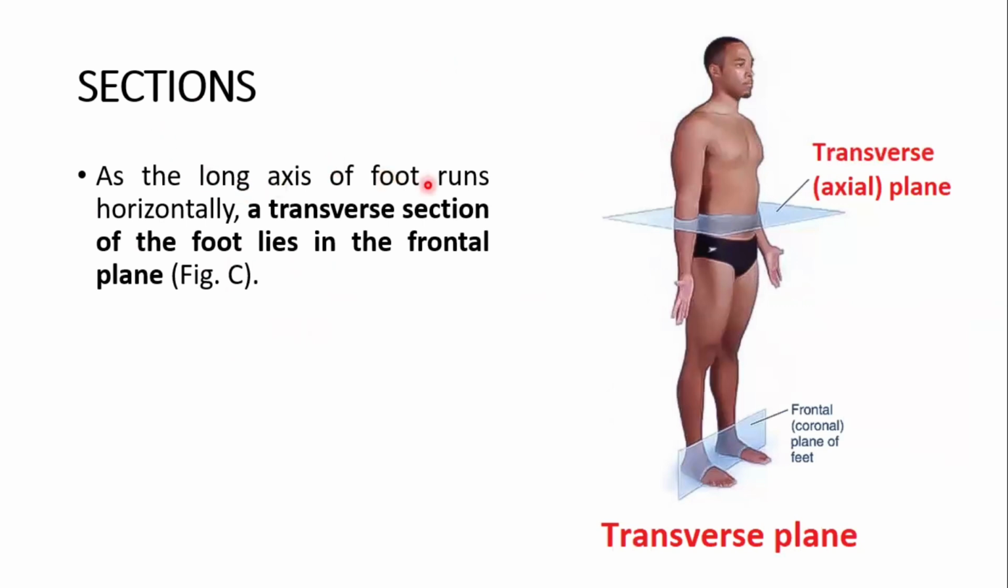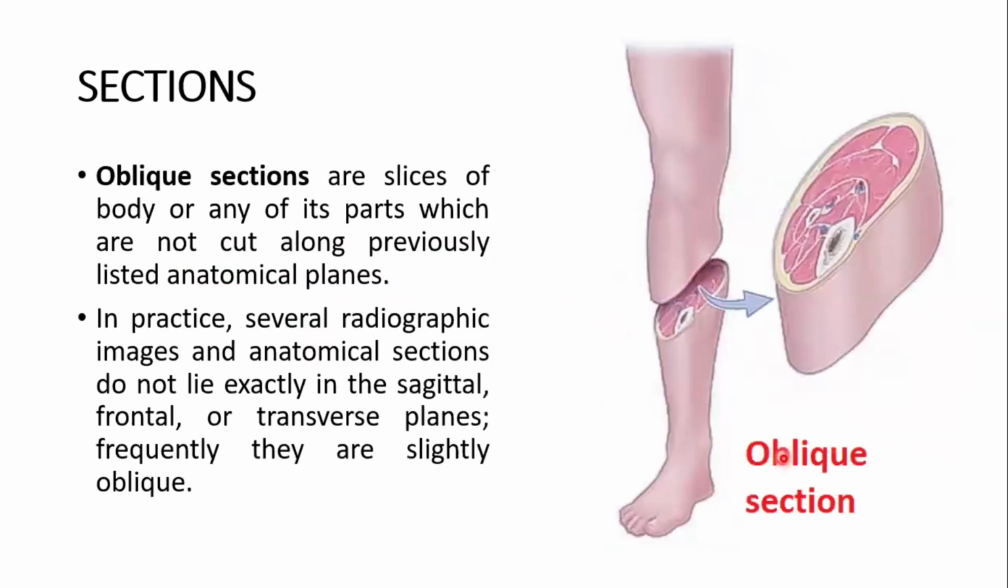As the long axis of the foot runs horizontally, right? You know that this is the long axis of the foot. A transverse section of the foot lies in the frontal plane. This is the frontal plane of the foot. If we draw a section here, this is a transverse section of the foot lying in the frontal plane. Here you could see this.